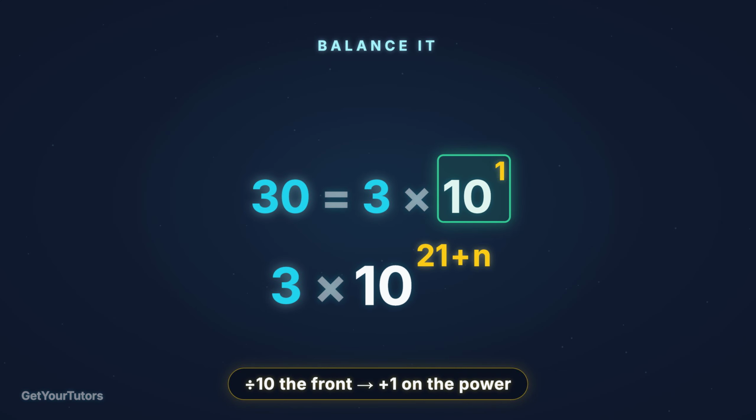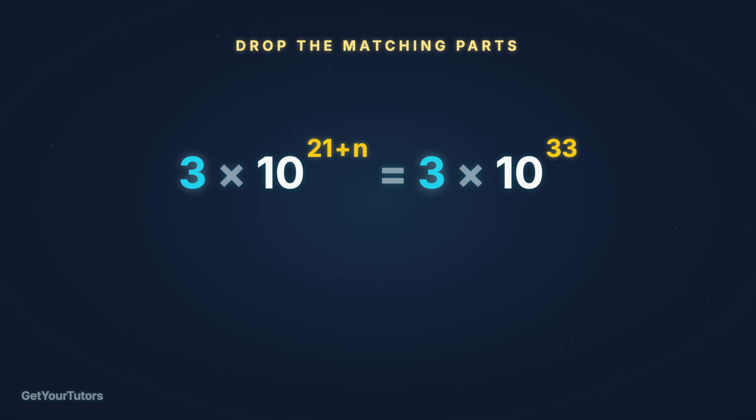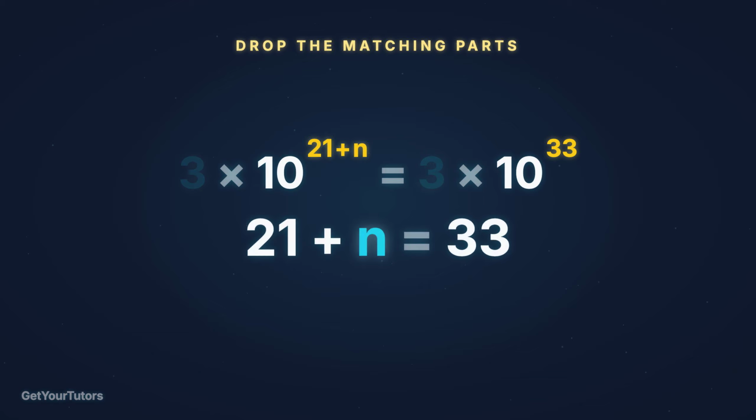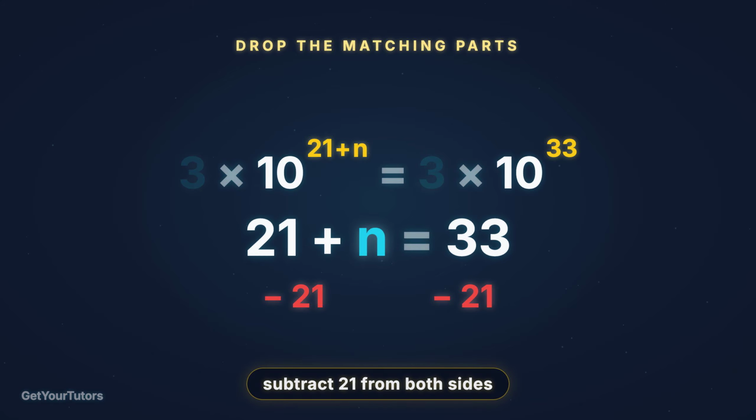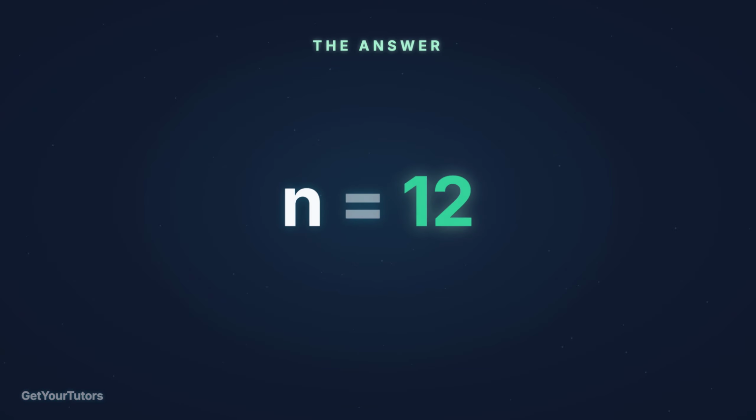The index becomes 21 plus n. Both sides match. 3 equals 3, so 21 plus n must strictly equal 33. Subtract 21 from both sides. n is equal to 12.